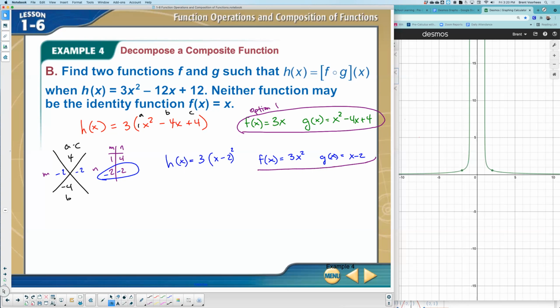And here would be a second option. And if you're like, well, is there more? Yeah, you could actually say x minus 2 squared, put the squared over here in the parenthesis, g of x, and make this just be 3 of x. So there's a lot of different options, but there I found 2 of them.